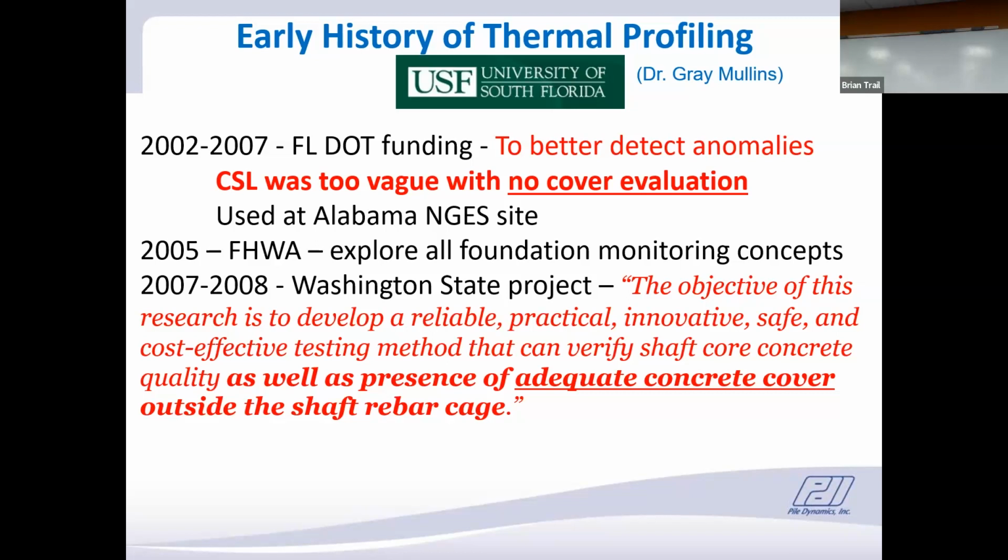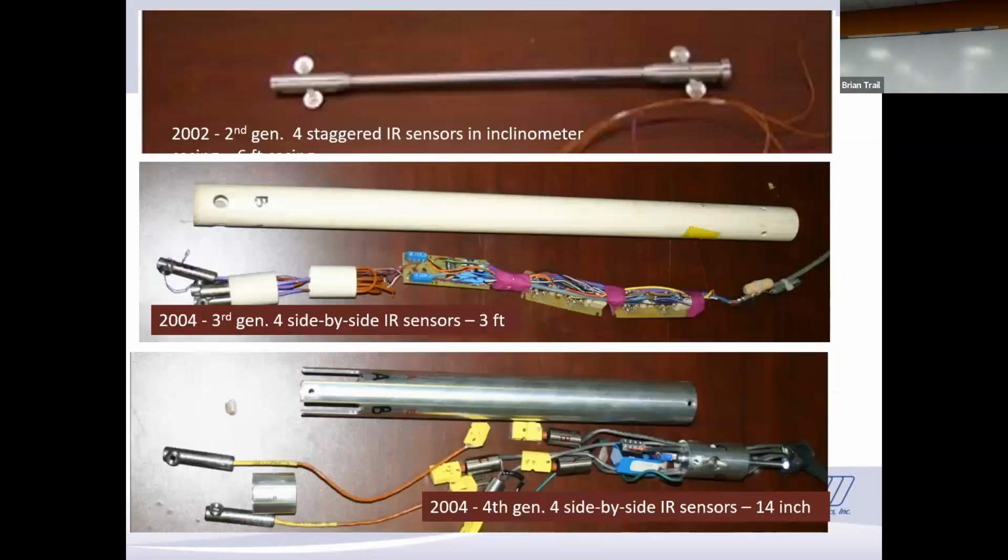Washington State, which is in an earthquake zone and is very concerned about the concrete cover, gave them a 2-year project where the objective of this research is to develop a reliable, practical, innovative, safe, and cost-effective method that can verify the shaft for concrete, as well as the presence of adequate concrete cover outside the shaft rebar cage. So they recognize that this has real potential to look at defects which are outside the cage. So these are some of their early attempts.